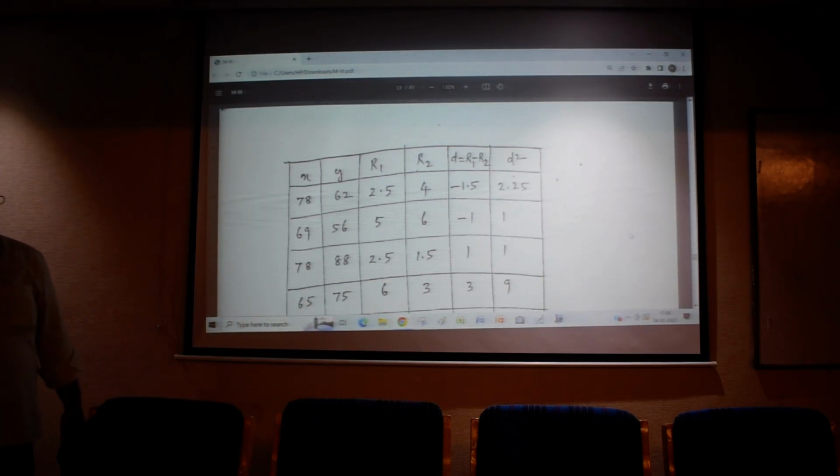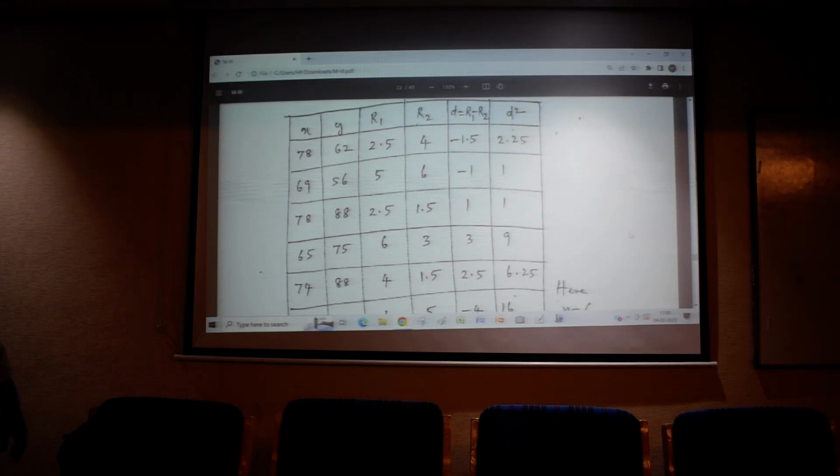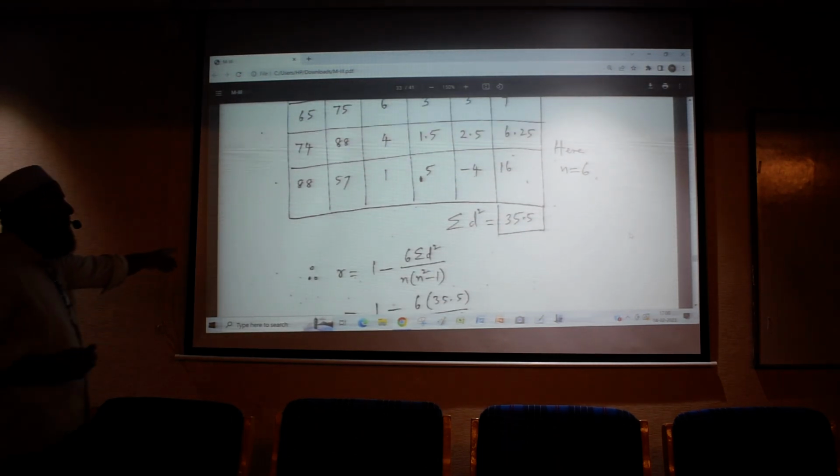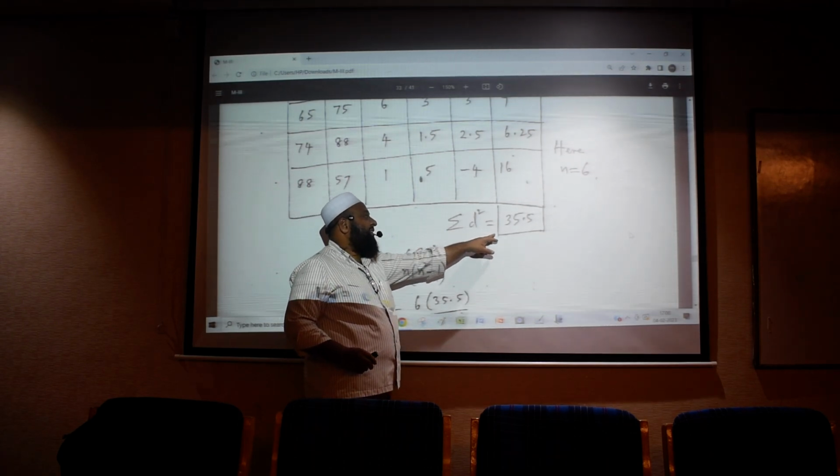Now, in the formula you need only sigma d square, no? So we don't need summations for all of them. Just we need sigma d square. Sigma d square is 35.5.